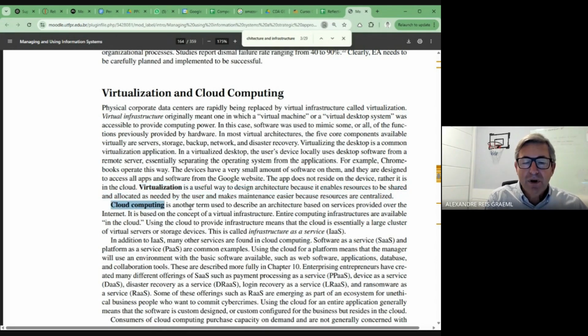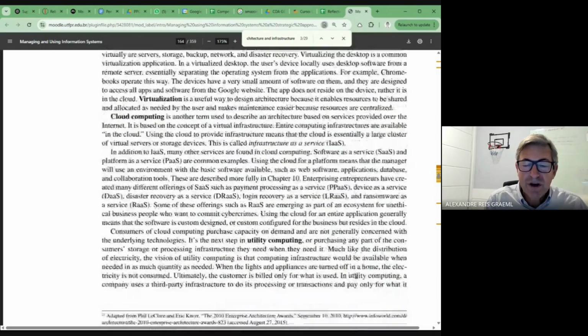Okay? And cloud computing is another term used to describe an architecture based on services provided over the internet. It is based on the concept of a virtual infrastructure. Let's talk here a bit about infrastructure as a service, which is one of the main advantages. And they even get to talk about what they call utility computing. Utility computing is basically when your computing becomes almost like any other utility. And usually in English, we use the word utility to talk about energy, electricity, to talk about water supply, right?